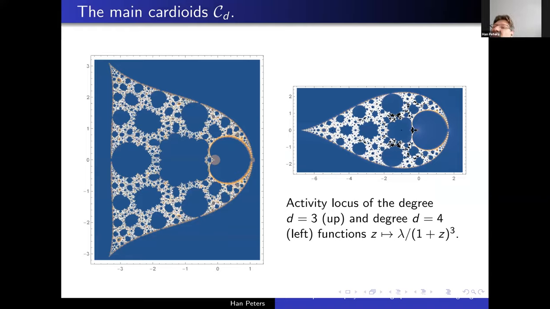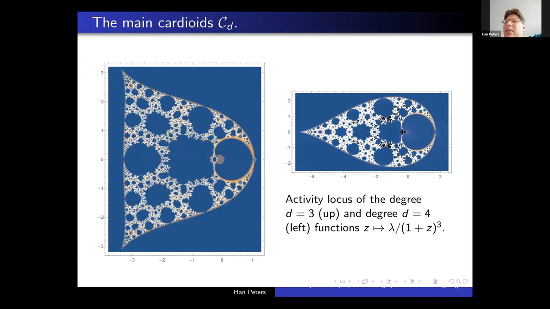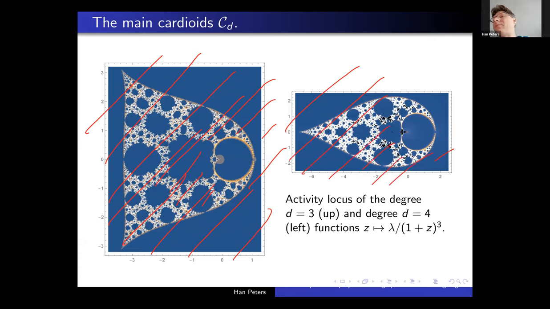So here are some examples. These are the bifurcation loci that you get when you consider only the iteration of that function lambda divided by 1 plus z to the power d, for d is 3 here above, and for d is 4 on the left. These are basically images of the Mandelbrot set, of course. It was already shown by people from Oxford, Bezakova, Galanis, Goldberg, and Stefankovic, that outside of this cardioid here, zeros are dense. And here also, zeros are dense. So the domain UD is contained somewhere in here.